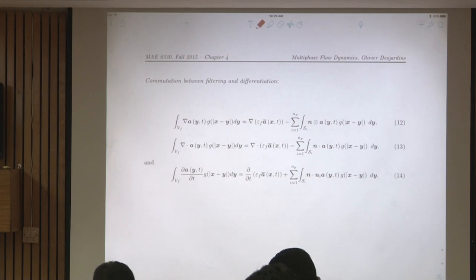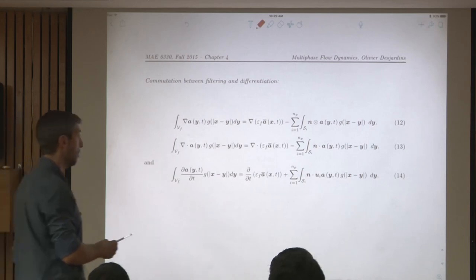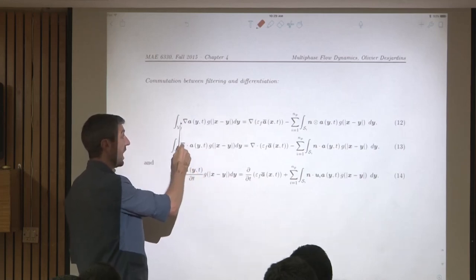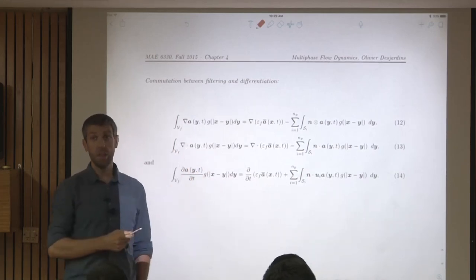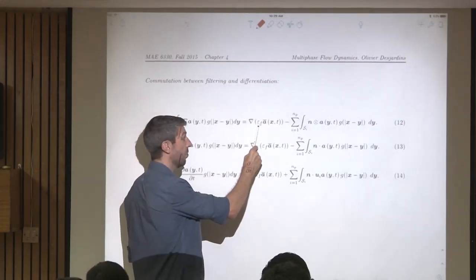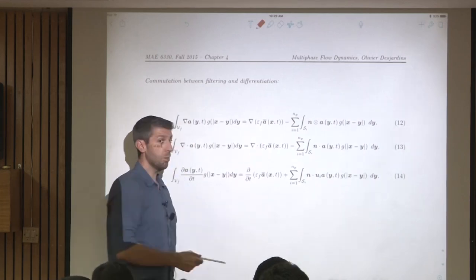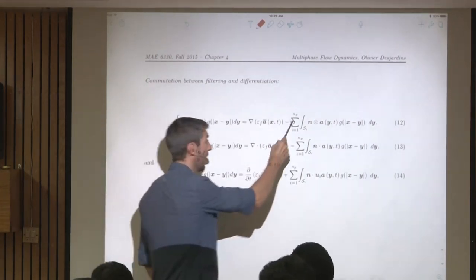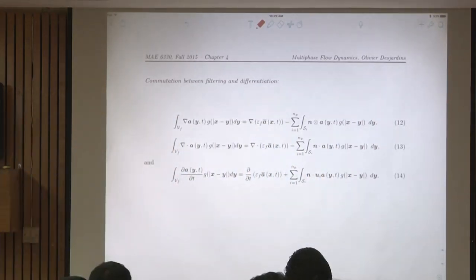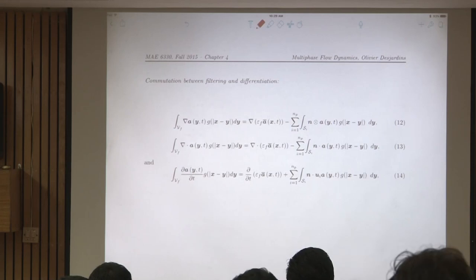If I want to filter, meaning conduct the convolution product with G, a fluid variable that is a gradient, then I'll get the gradient of my fluid volume fraction times the filtered quantity. And then I'll have leftover terms. Those leftover terms will systematically be surface terms. They will be terms that exist along the surface of the particles, or basically along the interfaces between the phases.